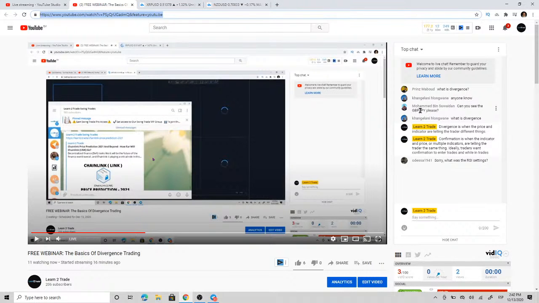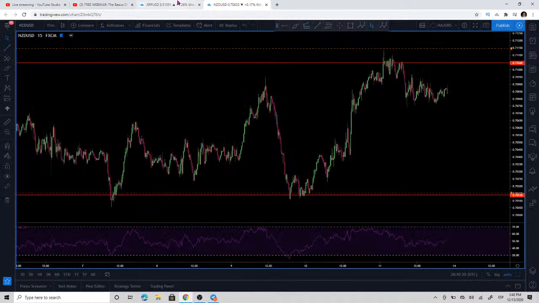Can you see the pound yen? Yes, I can see the pound yen. What is divergence? I think I already... The RSI setting is 25, mate. Right? The RSI setting is 25.